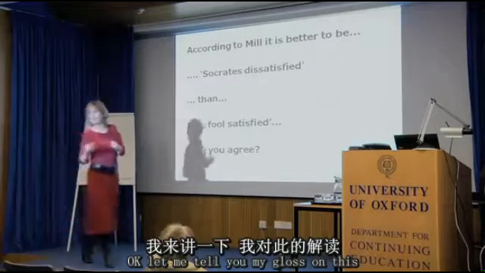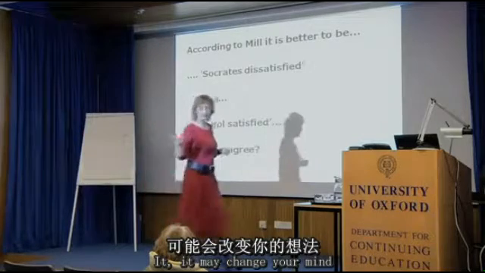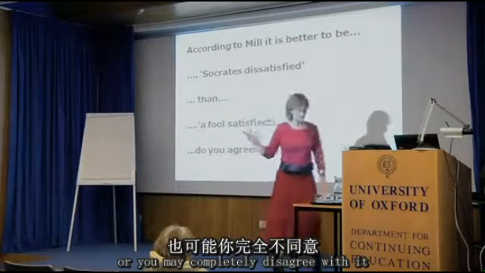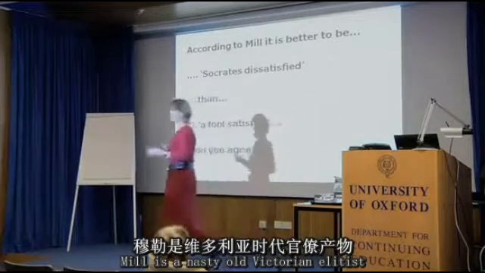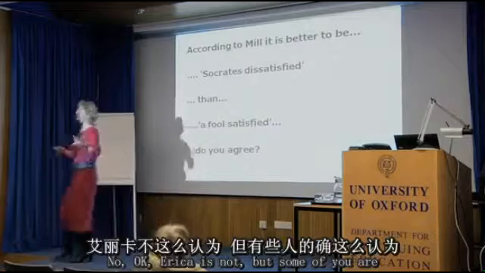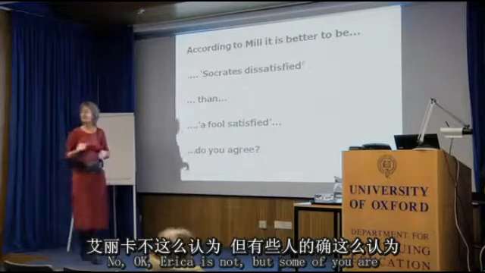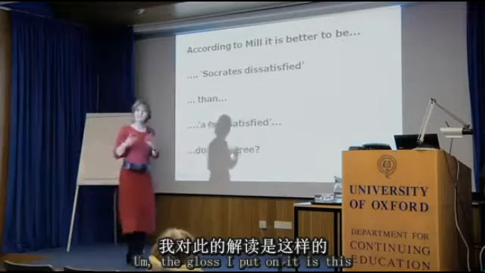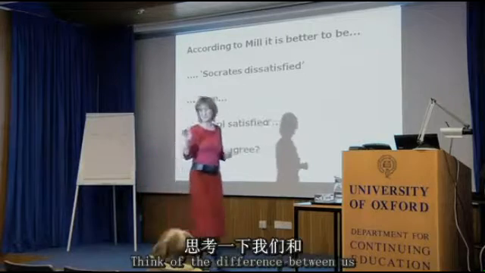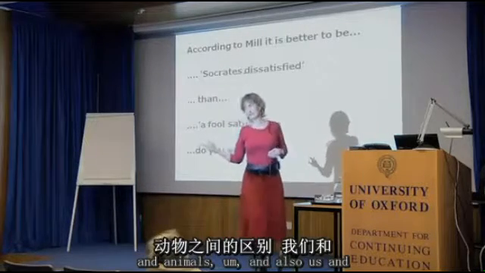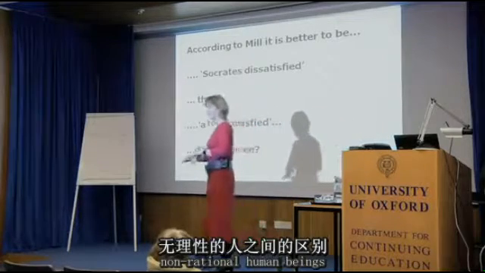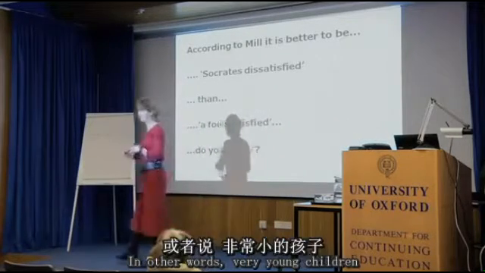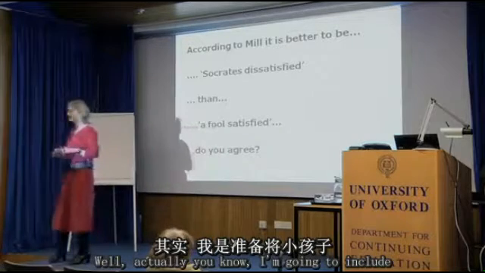Okay, let me tell you my gloss on this. It may change your mind or you may completely disagree with it. You're all immediately assuming that Mill's a nasty old Victorian elitist, or some of you are. Erica's not, but some of you are. The gloss I put on it is this. Think of the difference between us and animals, and also us and non-rational human beings, in other words, very young children. Well, actually, I'm going to include young children in this.